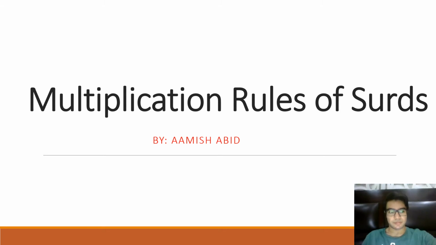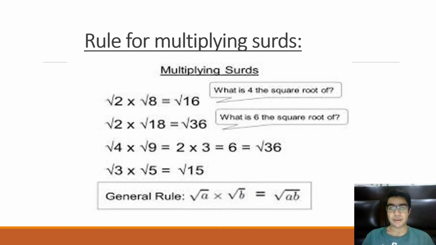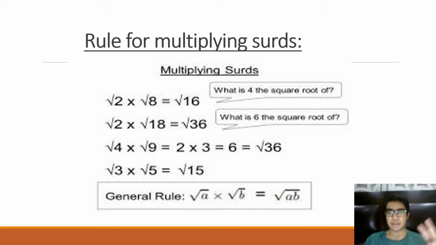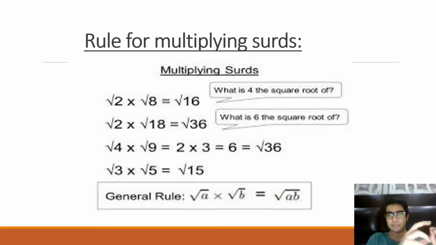So let's begin. First, let's look at the rule for multiplying surds. The general rule is that the square root of a multiplied by the square root of b is equal to the square root of ab. This basically means that if we are multiplying two square roots, where a and b could be any numbers, we can multiply them and put them under one square root instead of two.